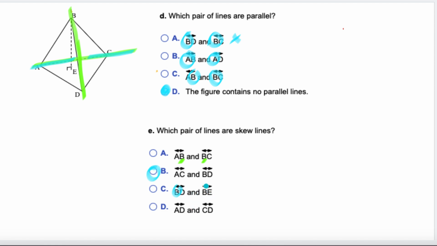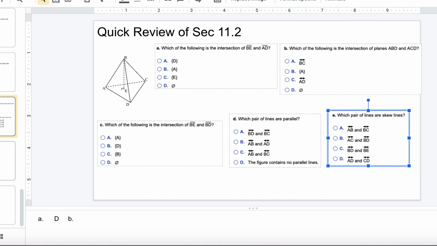How about BD and BE? B is there, B is there, so they are intersecting. How about AD and CD? They are intersecting at point D. So I think you can easily find the answer for that.